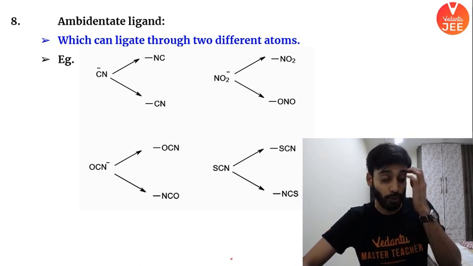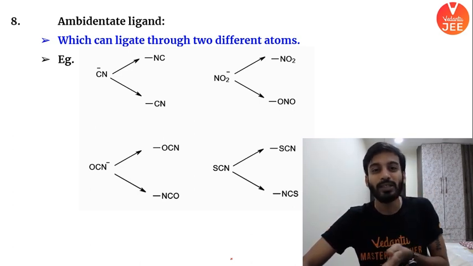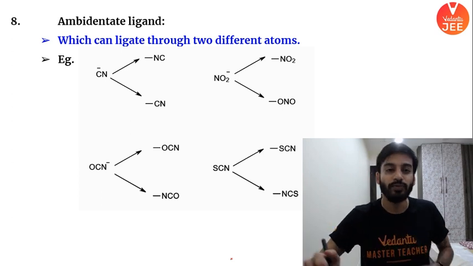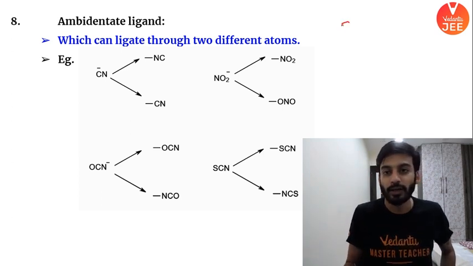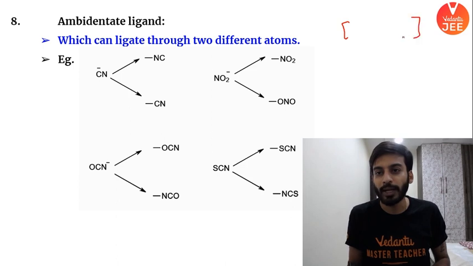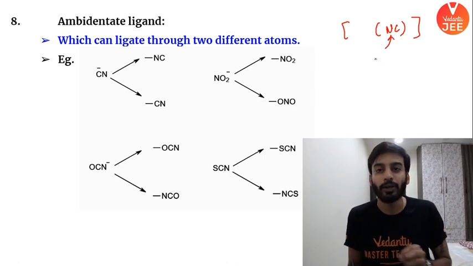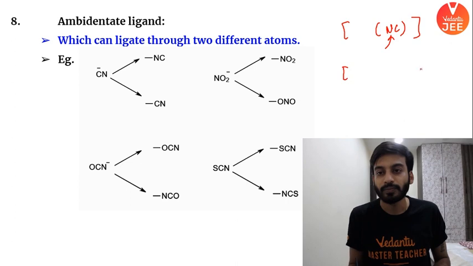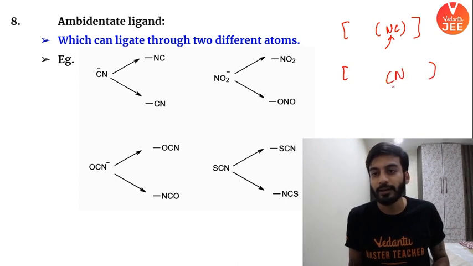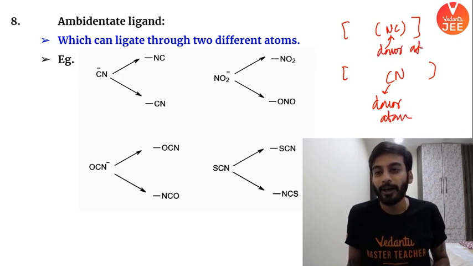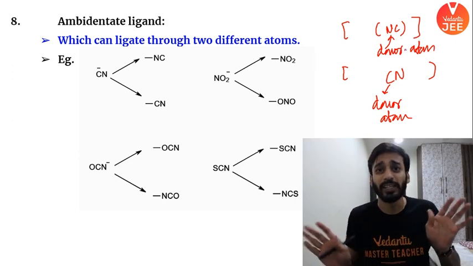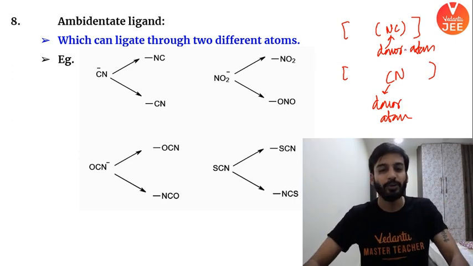Now how would you get to know which atom is acting as the donor? Let me give you one detailed version. Say a complex is there. If I write the name like this, NC, I'll understand that nitrogen is ligating, acting as the donor atom. If I write it like this, CN, I will say carbon is the donor atom of this particular ligand. I hope the point is loud and clear to all of you. Okay, beta? Very good. I'll move ahead.